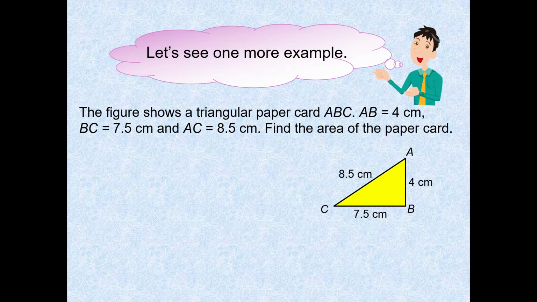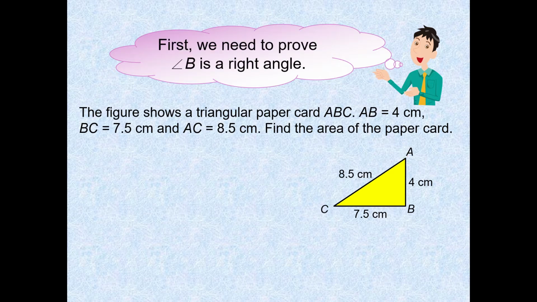We can use the converse of the Pythagoras theorem, right? So now let's apply our three steps. In step one, we have to label the figure. Since we have the labels A, B, and C already, we don't need to write down the sentence. We can go to the next step.